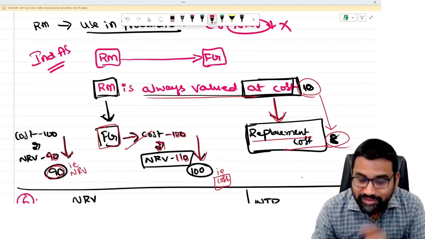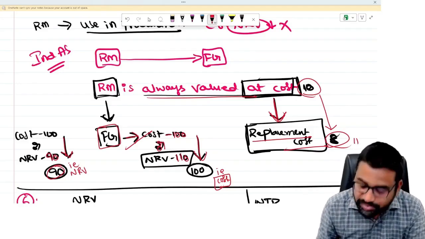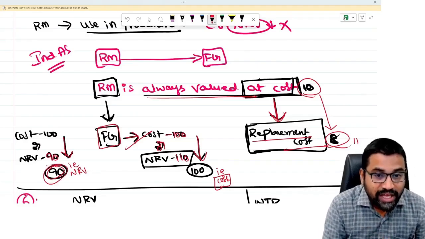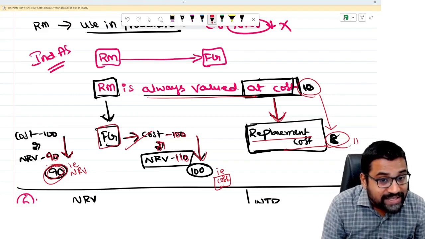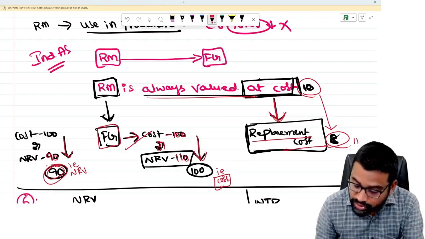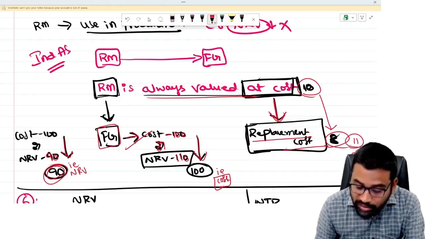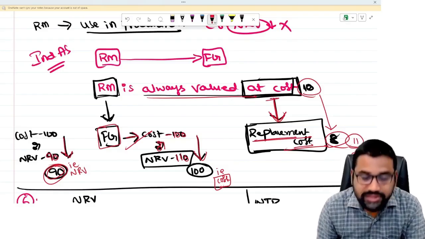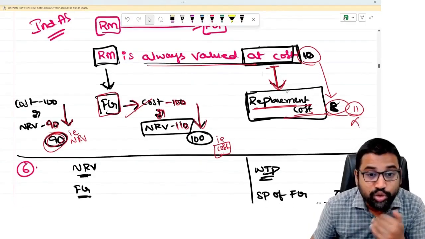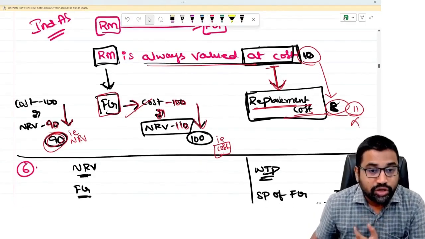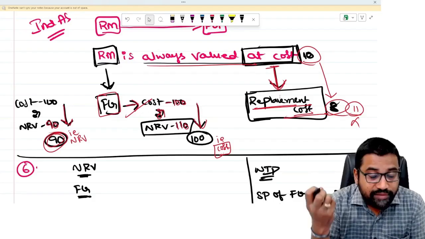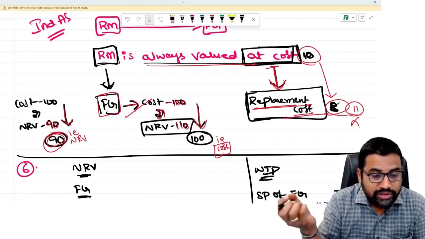Suppose for example, sometimes he will give you a replacement cost of 11 rupees and he will tell you the finished good is valued at NRV. When NRV is less than cost, I told you, you should value the raw material at replacement cost. So if you take 11, that is wrong. Always remember this replacement cost should be less than the cost. Then only you should bring it to replacement cost. If the replacement cost is more than cost, you should not increase the inventory value, because the demand for the finished good in which this raw material is used is falling, since the NRV is less than cost.